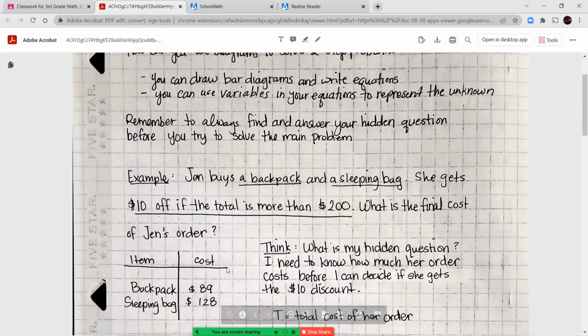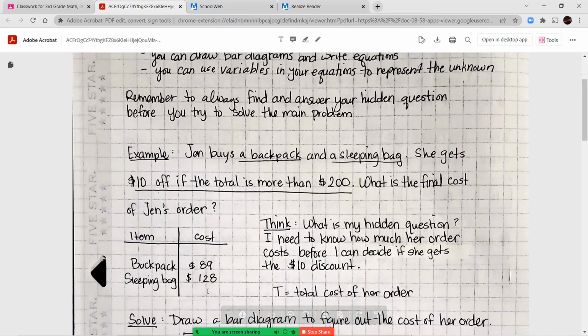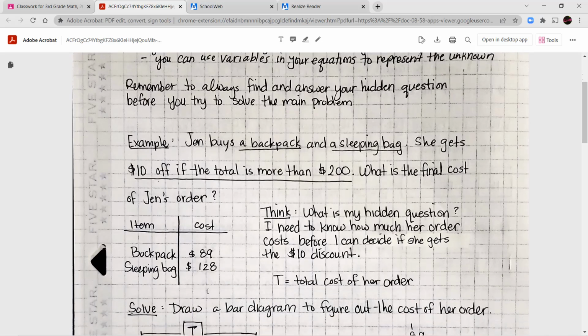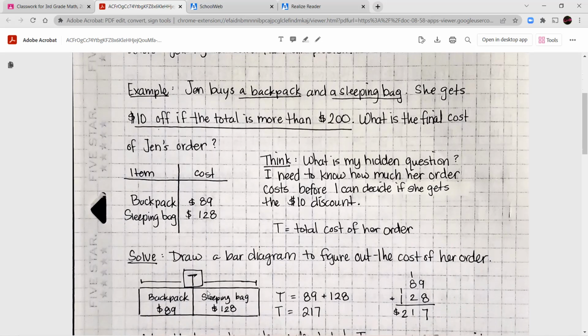So I have to stop and think, what is my hidden question? Well, first I need to know how much her order is going to be before I can figure out, is she going to get that $10 discount or not? Now I know that the cost of the backpack from our table over here is $89 and the cost of the sleeping bag is $128. So I'm going to use T as my variable. T is going to stand for the total cost of her order. Now, in order to solve, I want to start by drawing a bar diagram to figure out the cost of her order and have a related equation.